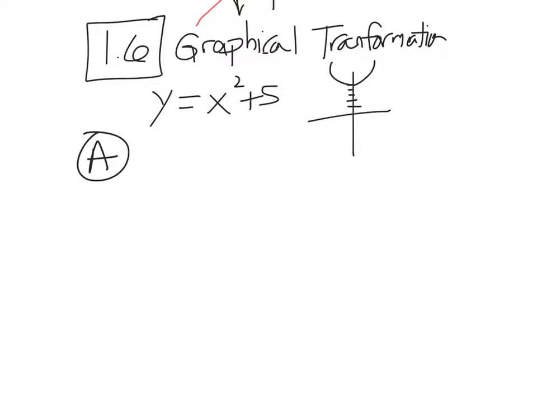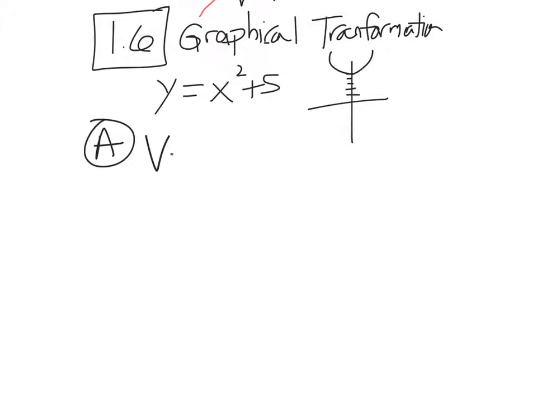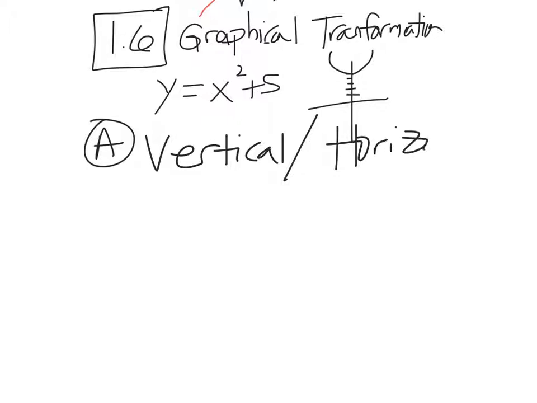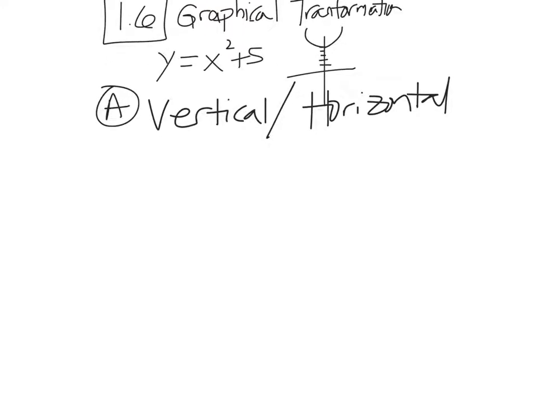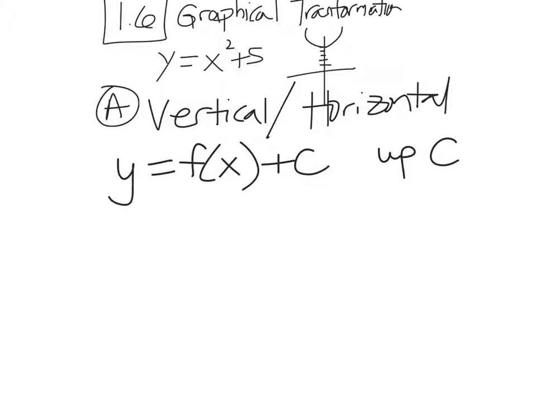All right, so part A, that's cute. We're first going to start with vertical and horizontal shifts and how those affect our function and which one's which. And these are the ones that you've done before. You did these with absolute value graphs and parabolas last year. Vertical and horizontal shifts. Okay, if you have y equals f of x, and then you add a constant to it, like the last one I just did, x squared plus 5, that is going to shift your graph up c units.